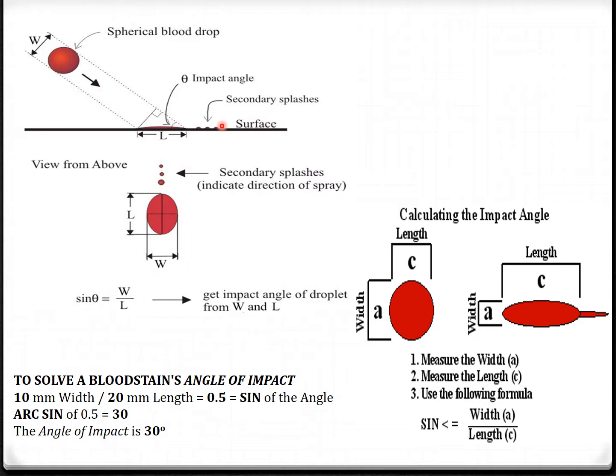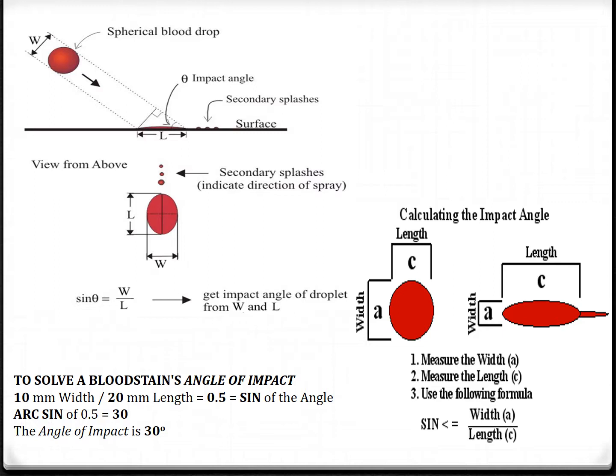Look, it's super useful. Okay, then you got your secondary splashes, you got your length, you got your width over here, and this is the direction that the blood was traveling from. So this is what it looks like from above. Secondary splashes over here, got your length, and you got your width. So this is your formula. The sine of that angle equals the width over the length, so the angle equals the inverse sine of the width over the length.